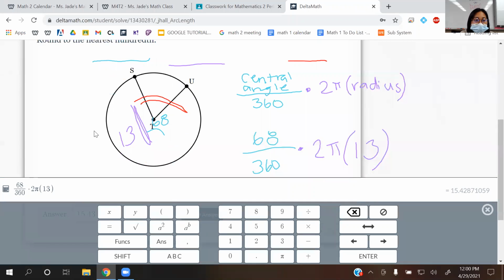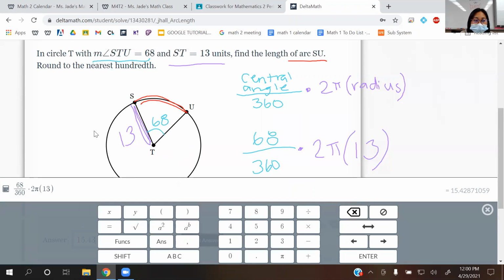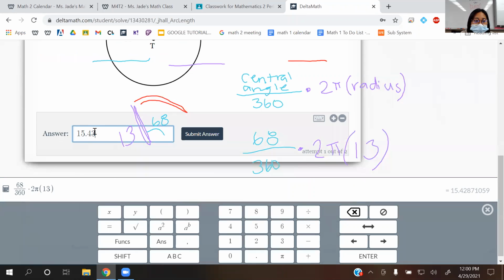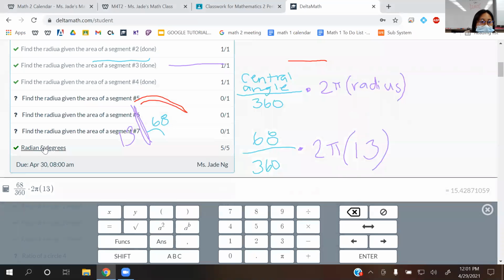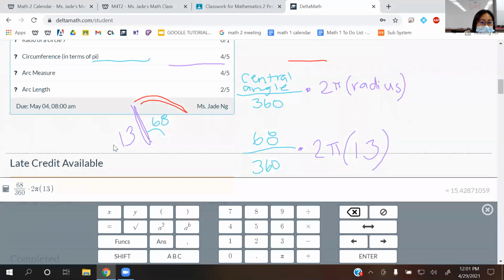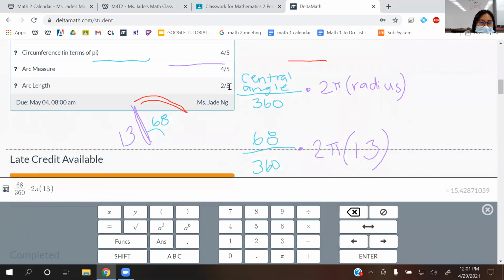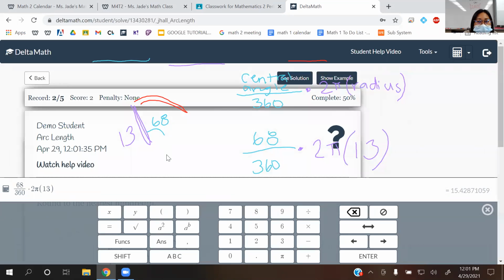Any questions about this one? 15.43. I guess I should just scroll like that so you can see my rounding. Cool, it's not showing me the green check mark again, but if you go here, you can see it says 2 out of 5 now, which means we got it right. Let's do one more example.